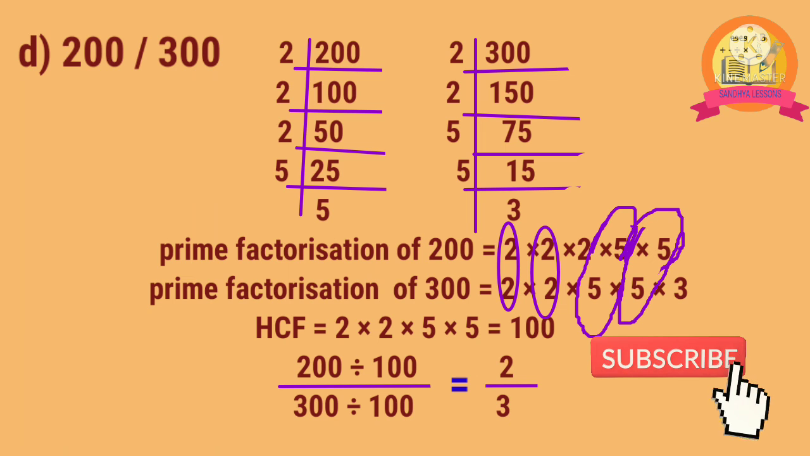D problem, 200 by 300. After prime factorization of 200 and 300, we get HCF is equal to 100. Therefore, by dividing numerator and denominator by 100, we get the simple form of the given fraction. Therefore, simple form of the given fraction 200 by 300 is 2 by 3.